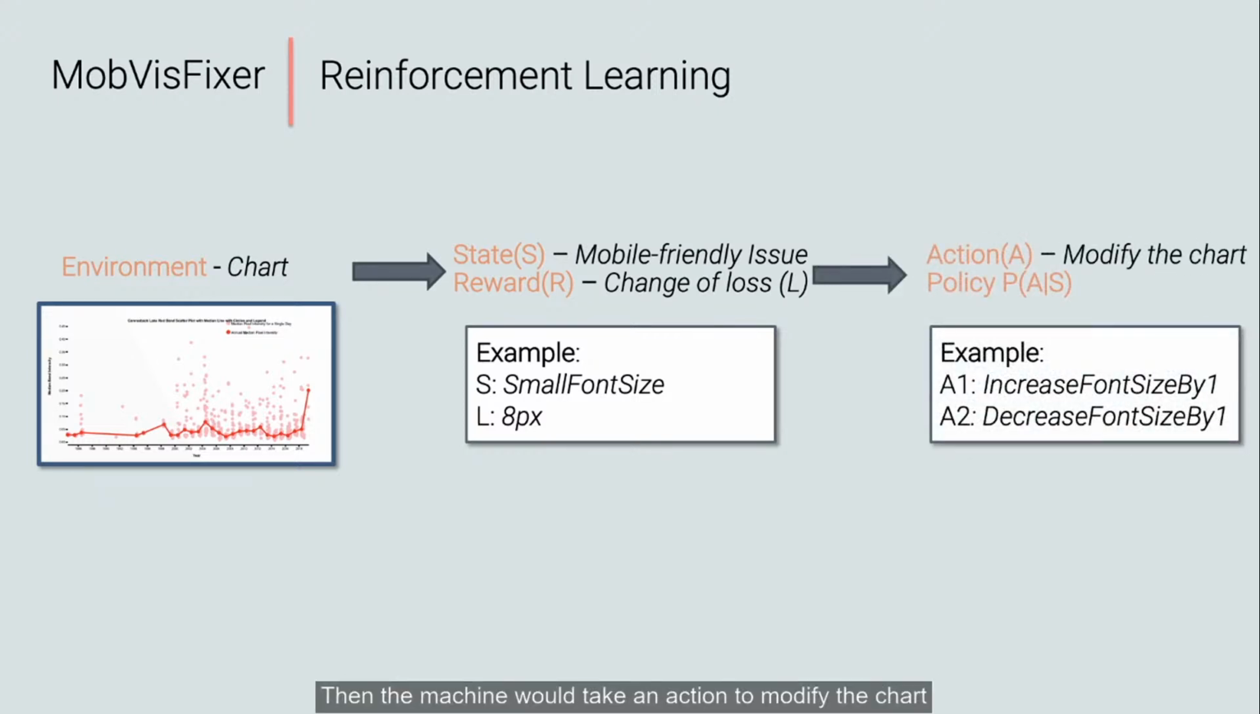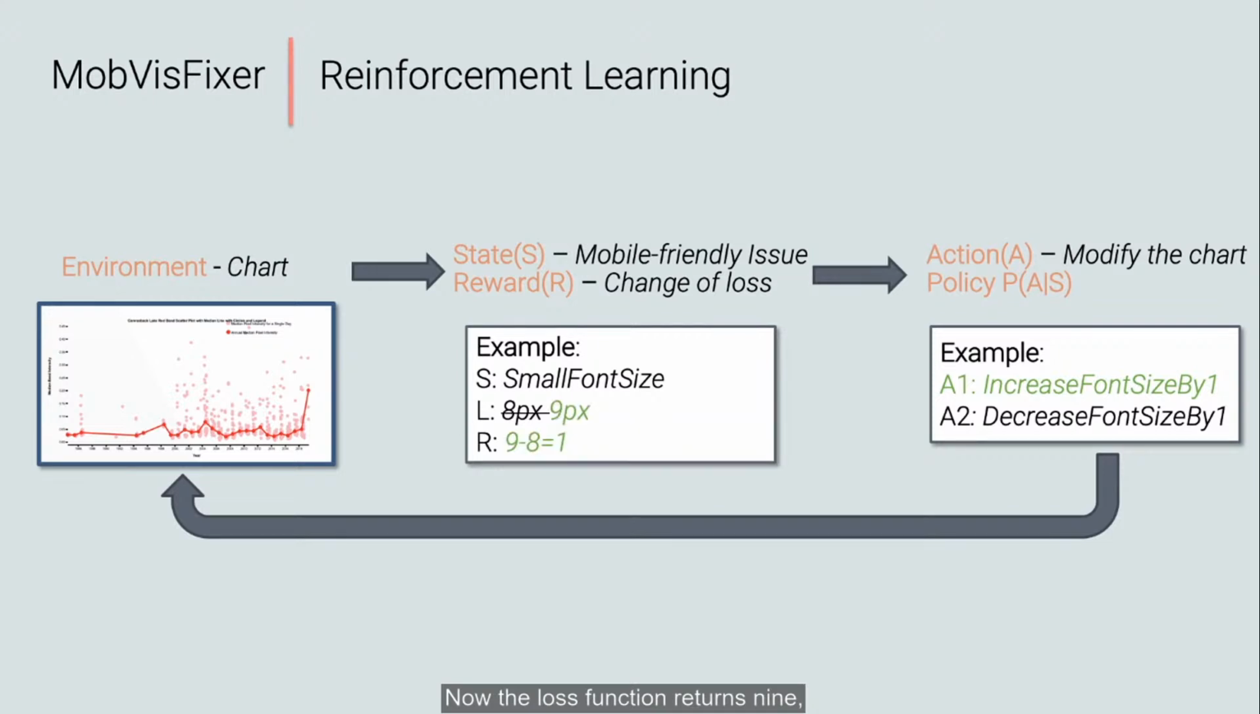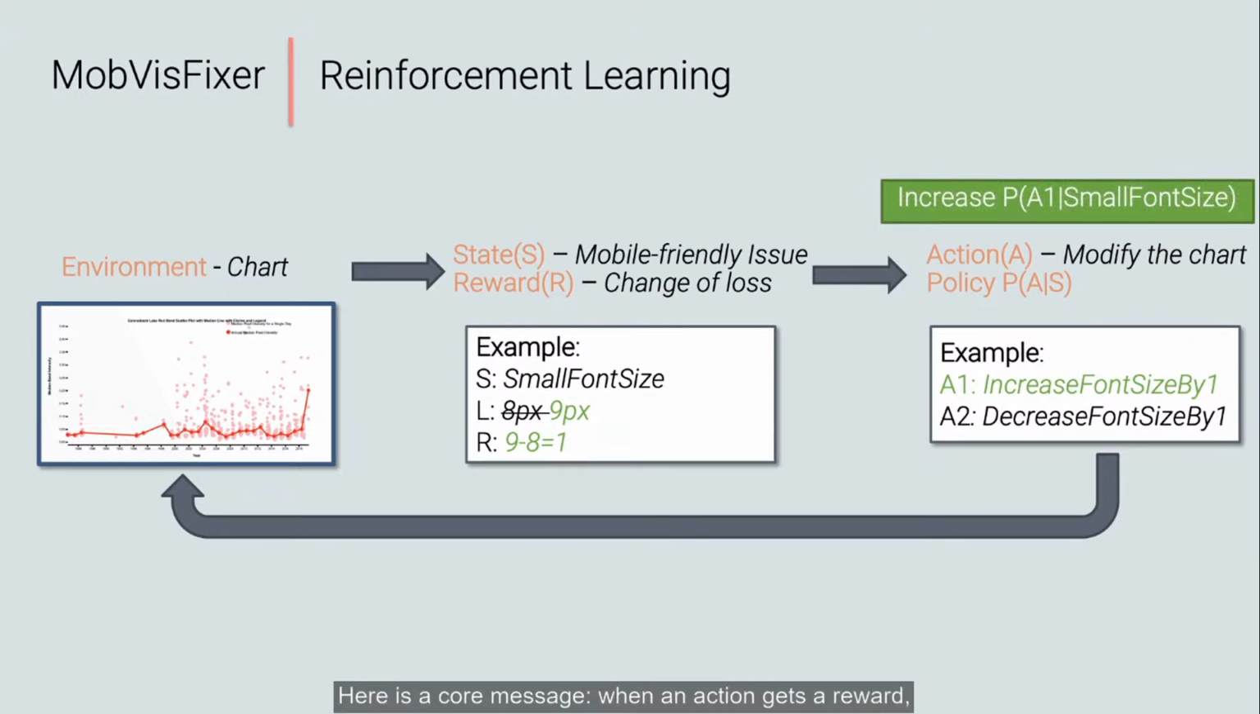Then the machine would take an action to modify the chart based on the policy, which specifies the probability of taking an action A under a state S. For example, the machine might take the action increase the font size by 1. Now the loss function returns 9, therefore it gets a reward of 1. Here is a core message. When an action gets a reward, we want the algorithm to increase the probability of taking this action. For example, increasing the font size when in the state small font size.